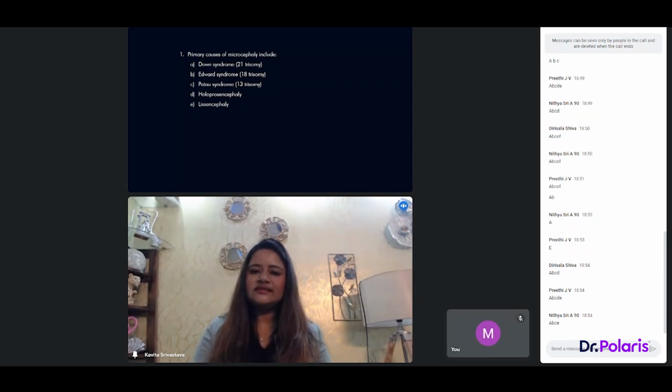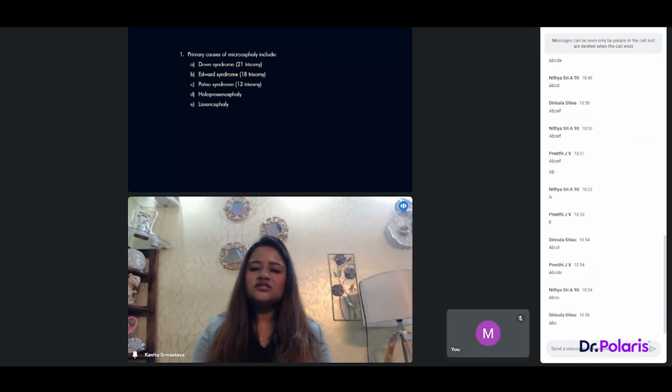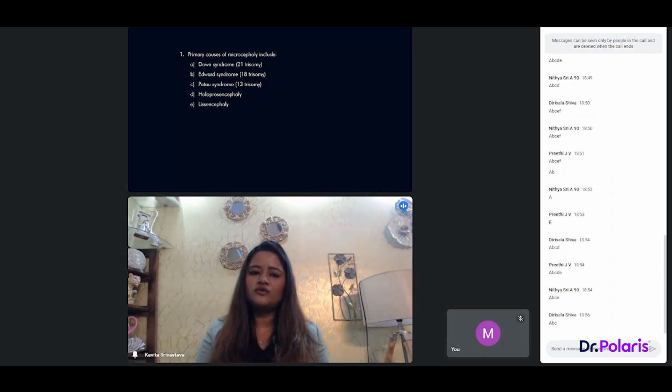So microcephaly basically means a small sized head. So all the responses, okay, Shiva has answered it right, A, B, and C. So all the disorders which are associated with trisomies usually have microcephaly. So Down syndrome, Edwards syndrome, and Patau syndrome, all of these three are classically known to cause microcephaly. Holoprosencephaly is a big sized head. It will fall under the category of macrocephaly. Lissencephaly is a neuronal migration defect, which might not result into microcephaly. It can definitely cause mental retardation, or to some extent macrocephaly. So A, B, C, these are absolutely right.